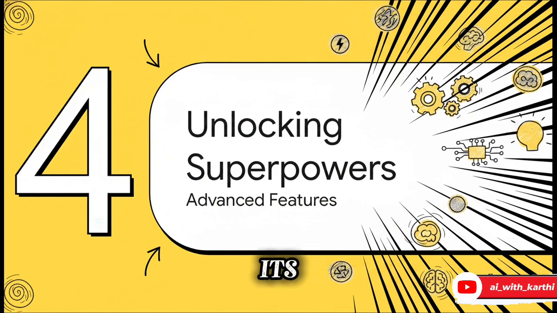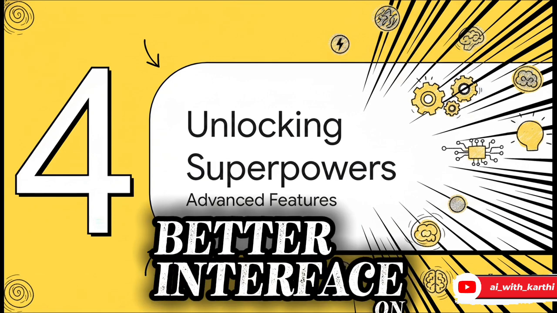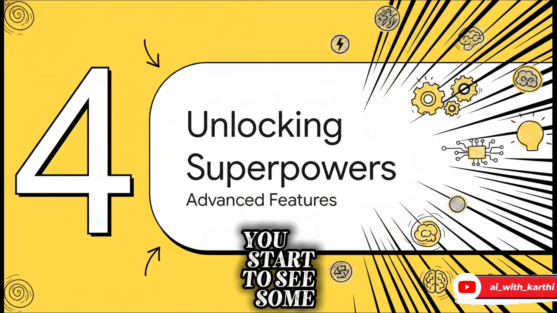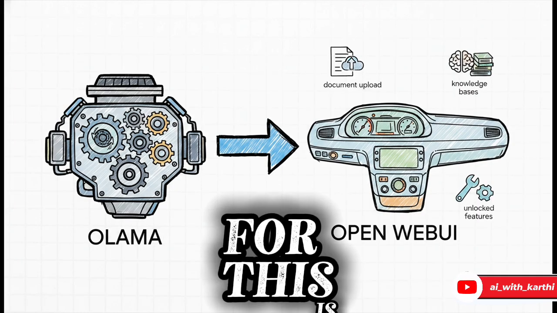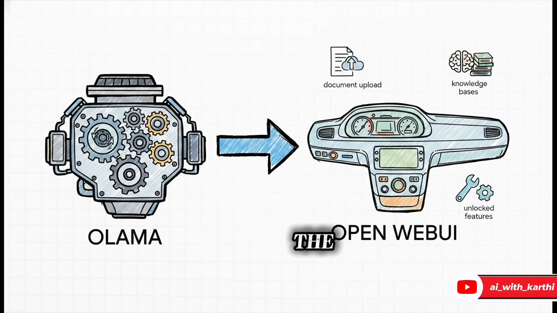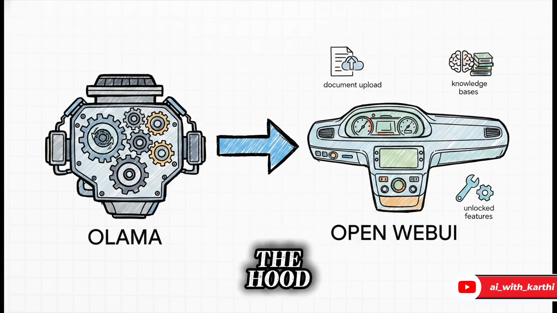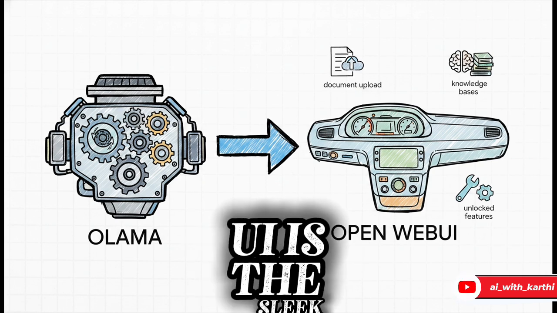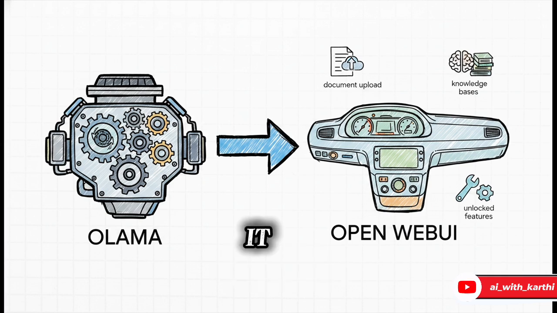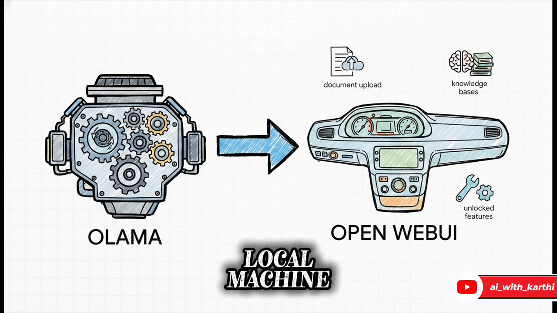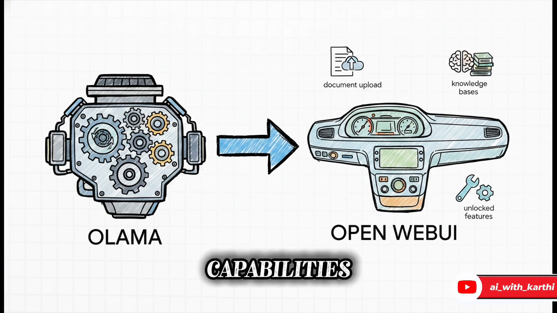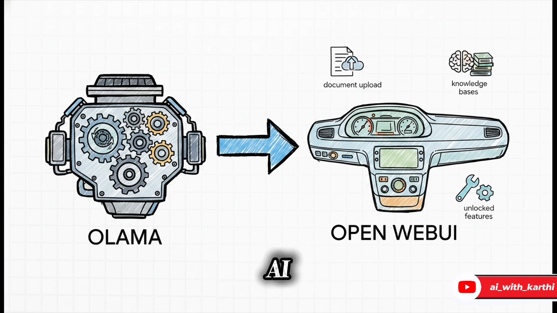Now, don't get me wrong, running Gemma 4 with Ollama is awesome, but that's just scratching the surface. To really unlock its superpowers, you can add a better interface on top of it, and that's where you start to see some incredible new features. And a fantastic tool for this is something called Open WebUI. The best way to think about it is like this. Ollama is the engine running under the hood, but Open WebUI is the sleek dashboard and steering wheel. It gives you that polished ChatGPT-style interface right on your local machine, and it unlocks a ton of new capabilities, like uploading documents, creating permanent knowledge bases, and even custom AI personas.